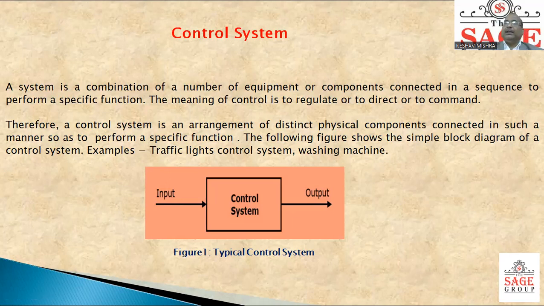Other examples you can take are washing machines and the traffic control signal. And recently India has purchased S-400 from Russia. That is also an automatic guided missile system. That is also an example of an automatic control system. This figure 1 represents a typical control system where input is given, processing will take place here in the control system block diagram, and we will get the corresponding output.